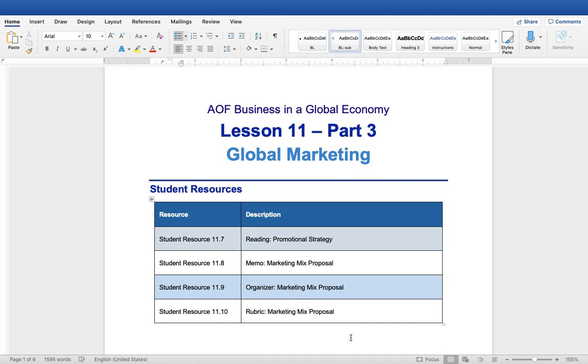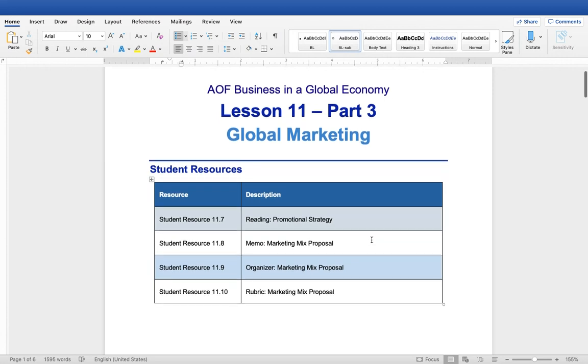Okay, so in this handout, there are 4 resources. You will have an activity, which is an individual activity about the promotional strategy. Then you see the memo about the marketing mix proposal, explaining what needs to be included in the marketing mix proposal. Then next you will have the organizer, which is an outline, really laying out the components of your marketing mix proposal and how you're going to organize it in your report. And last, the rubric that I will use to grade your marketing mix proposal.